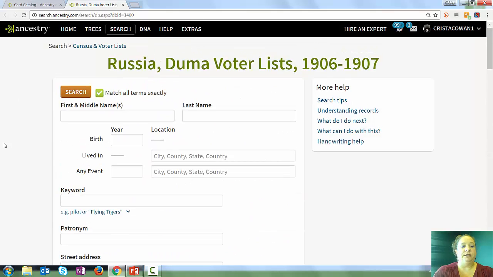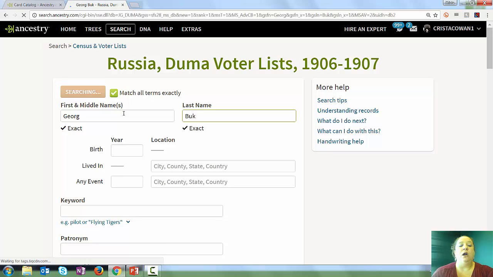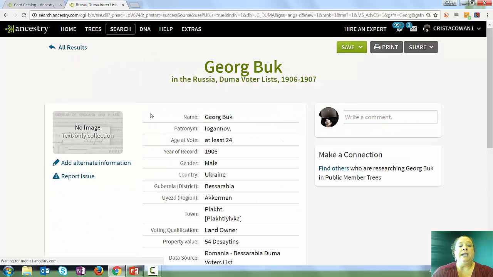But these particular records then, you'll notice, if I do a search here for a particular individual, are going to have some limited information. In this case, this is only an index because that's all that was provided to Ancestry. So there is no image to click through to. But you will see a couple of things. You're going to see the individual's name. You're going to see his patronym.